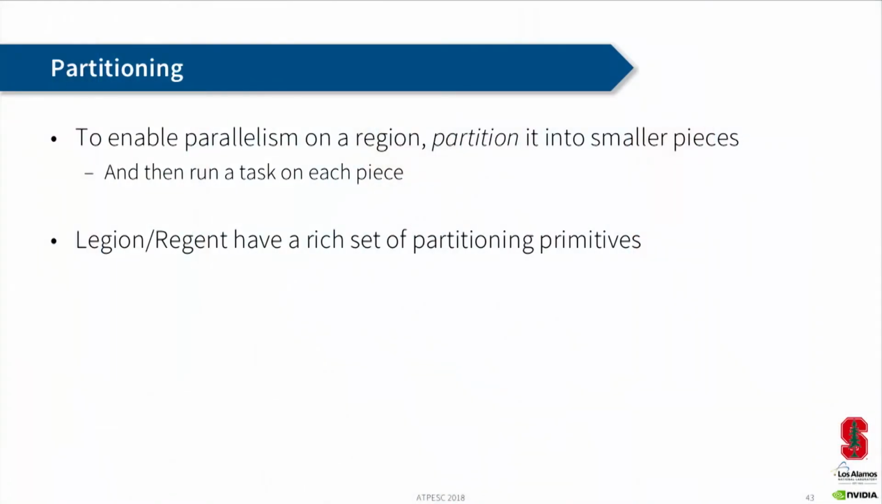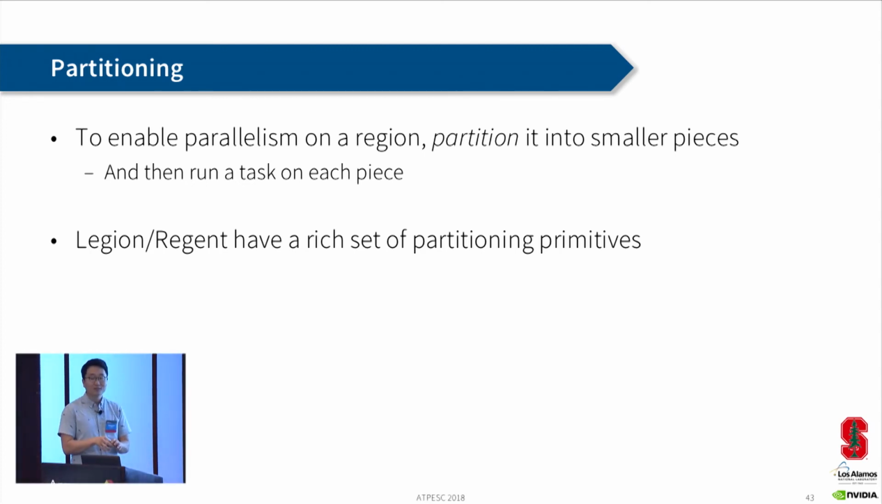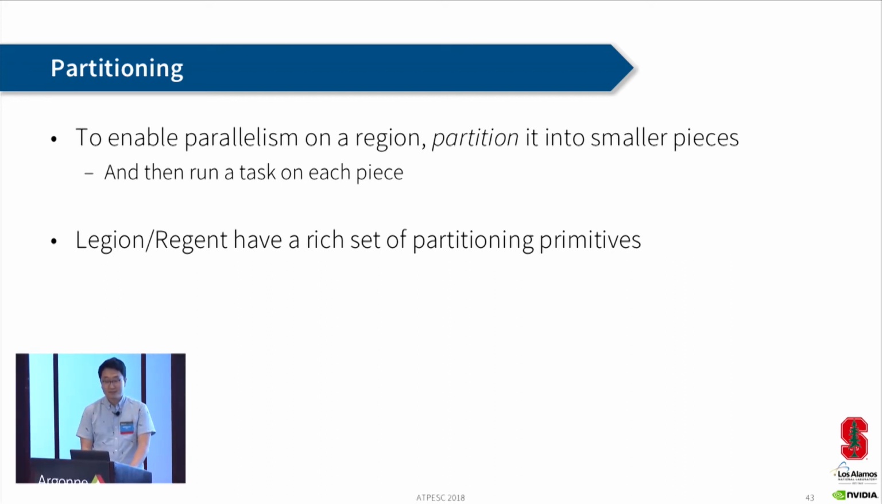Okay? Make sense? So the key source of parallelism in any parallel programming model is data parallelism, right? We talked about how we describe data in our program. Now I'm going to talk about how you partition the data to extract the parallelism out of it. What we normally do in a task-based system is partition the region into smaller pieces, and launch one task per piece. That's the way to exploit the parallelism in the data.